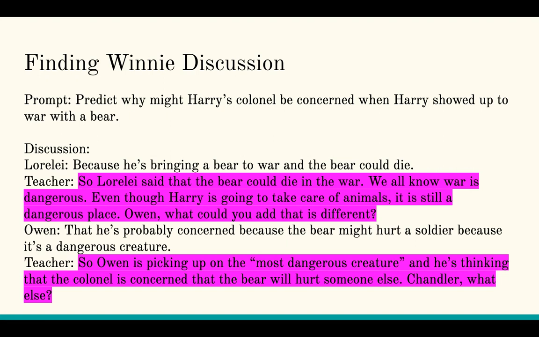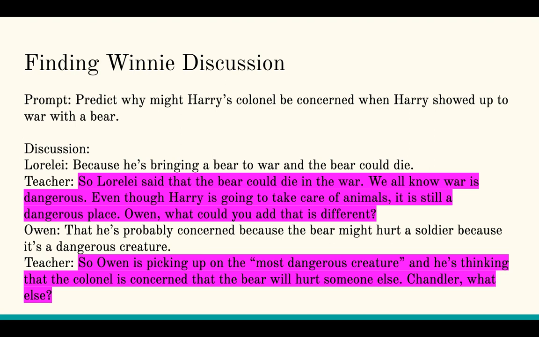In the first response to Lorelai, the teacher begins by restating Lorelai's thought. And then from there, she expands on Lorelai's idea by saying, we all know war is dangerous. Even though Harry is going to take care of animals, it is still a dangerous place. So the teacher there is adding on or expanding off of Lorelai's idea that bringing the bear to the war would be dangerous because the bear could die.